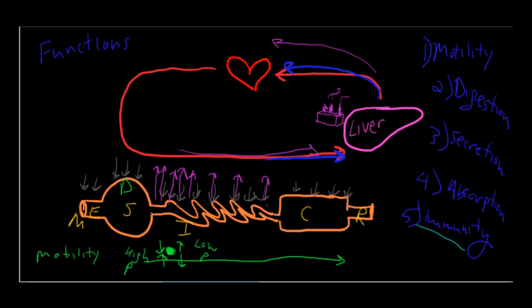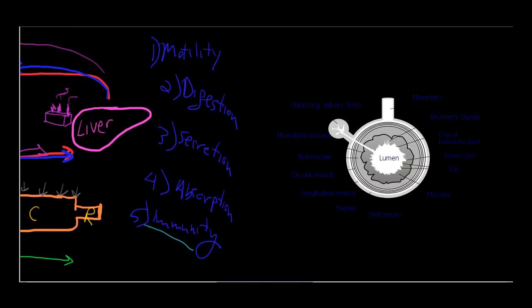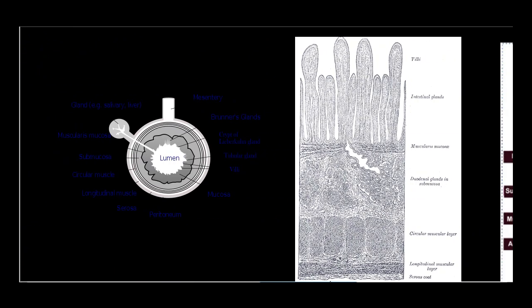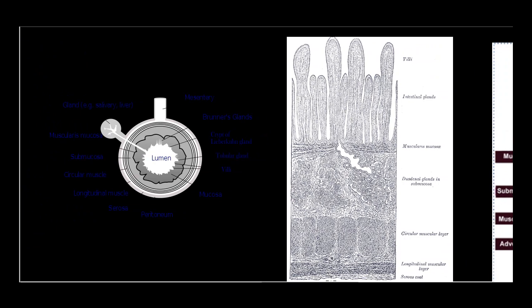So those are the five general functions of the GI tract: motility, digestion, secretion, absorption, and immunity. So let's talk about the histological features of the GI tract. So we have a lumen. This is the lumen, and we could break this down. There's a mucosa layer, submucosal layer, and muscularis externa. So let's find these right here.